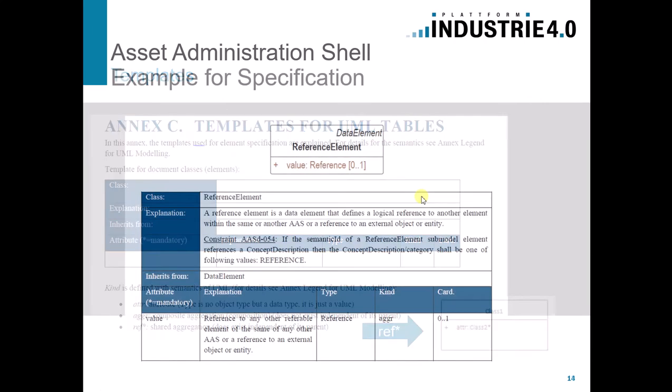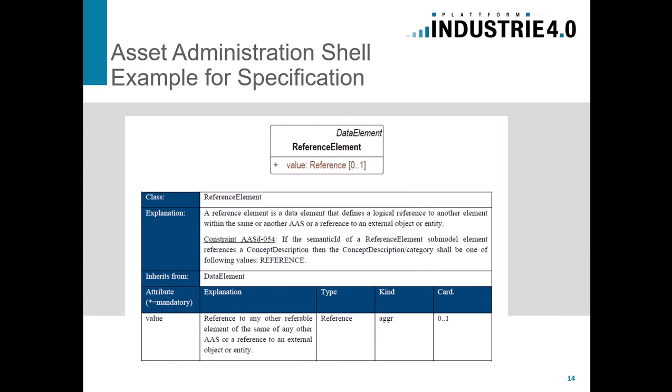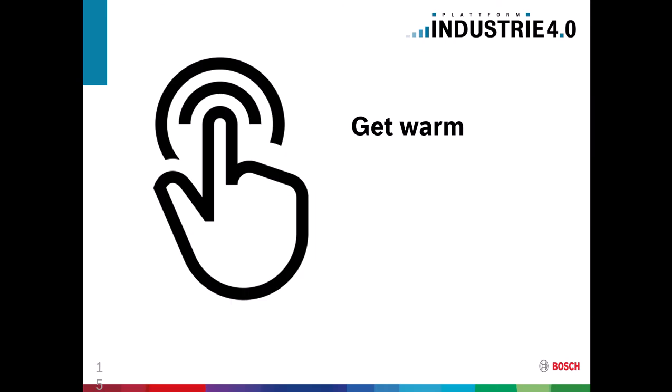Okay, let's continue. I just showed it in the specification itself. So this is another example, also from the specification. First you see the class, and then you see the table explaining the class. This is just to not get confused. The reference element is not a reference as I just explained before. This is a submodel element. That's something different.